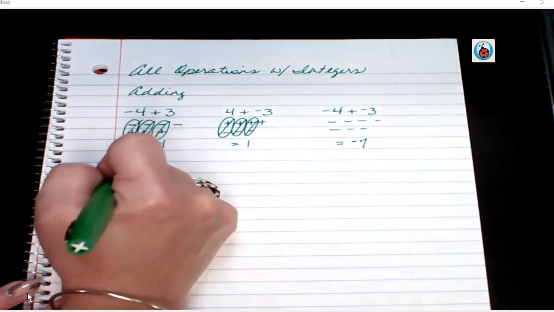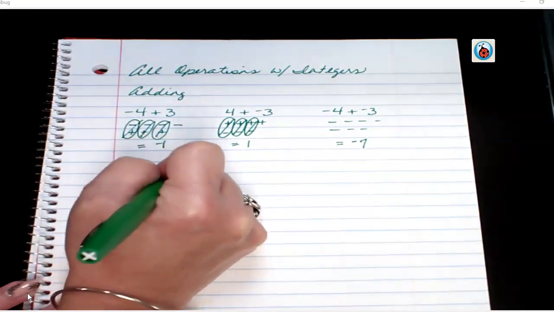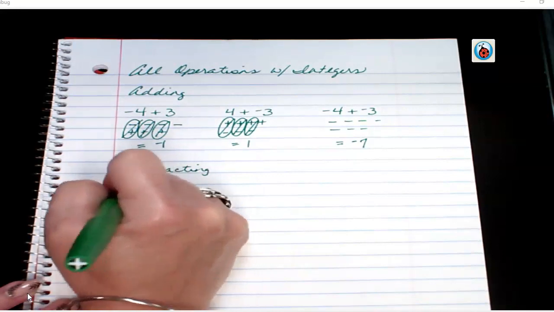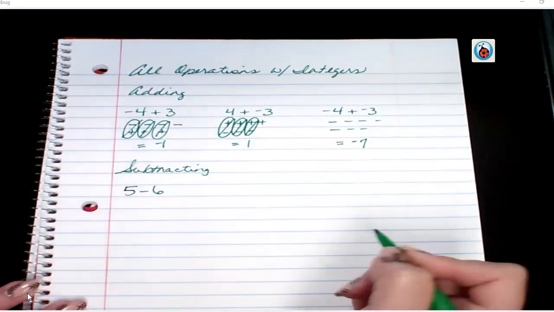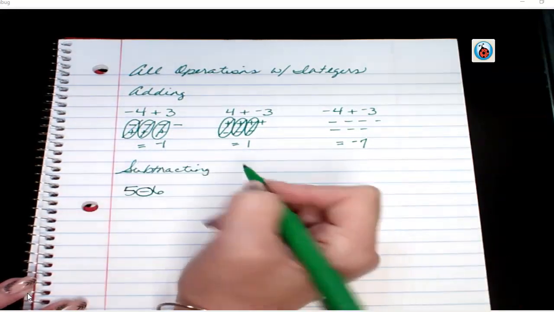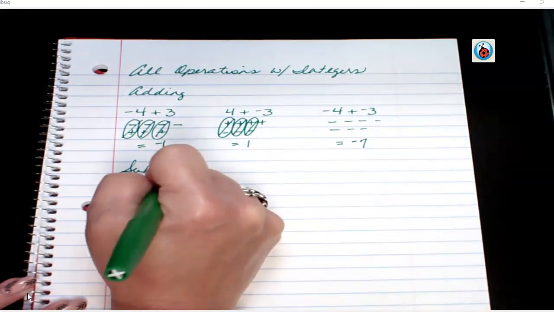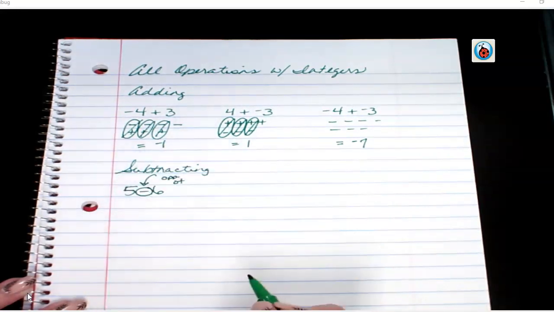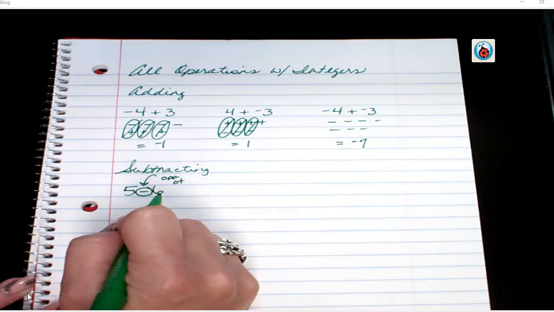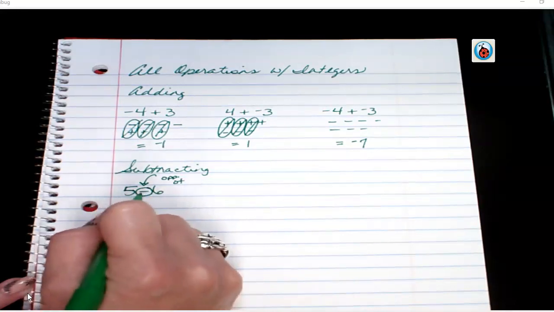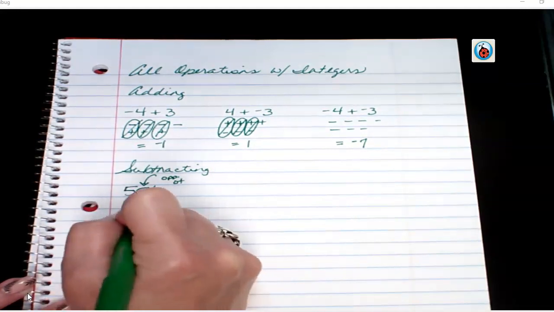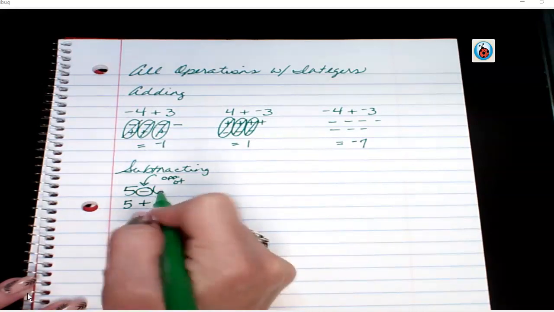Let's now talk about subtracting. If I have 5 minus 6, when you see a subtraction sign, I want you to circle it. And that subtraction sign is going to mean opposite of. So you're going to take the opposite of the sign and the opposite of whatever follows. So instead of having 5 minus 6, I would have 5. The opposite of subtracting is adding. The opposite of a positive 6 would be a negative 6.